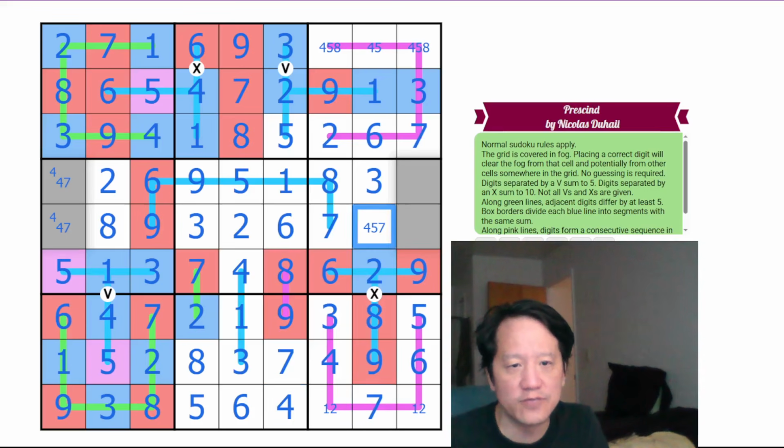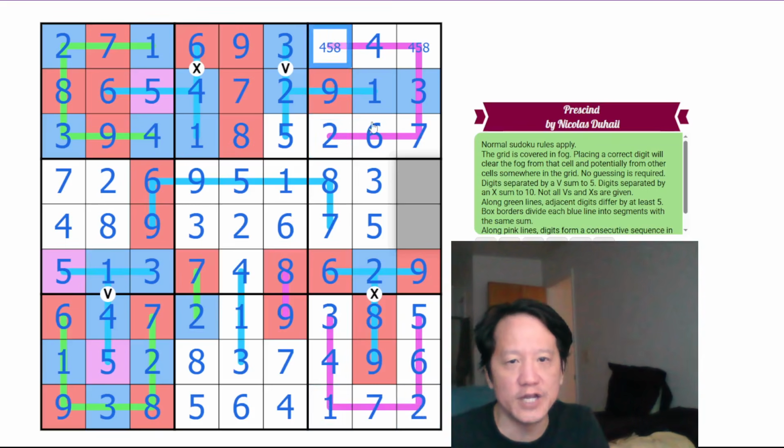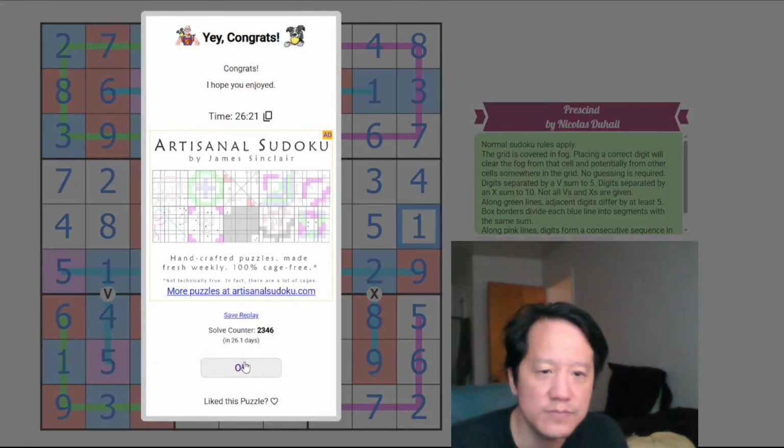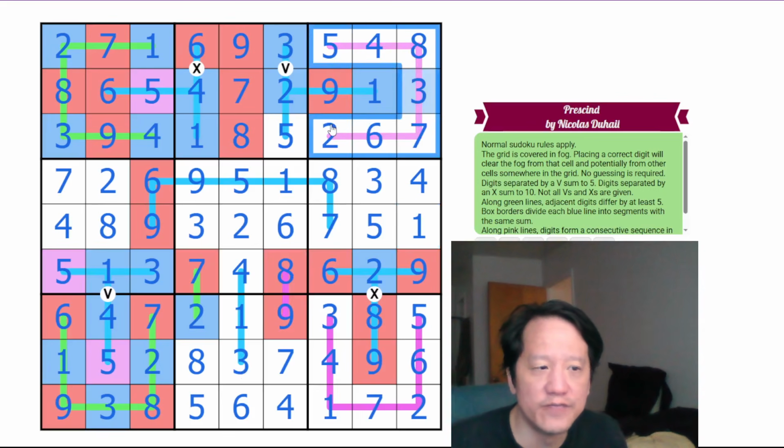This can't be 7 here. 7 eliminates 7 here, so that's 4 and 7. 4 eliminates 4 here, so it's 5, which eliminates 5 here, so that's 4. 2 eliminates 2 here, so it's 1 and 2. This can't be 4 or 8, it's 5. This can't be 4 or 5, it's 8. That leaves the remaining digits as 4 and 1. And that's how you solve it.